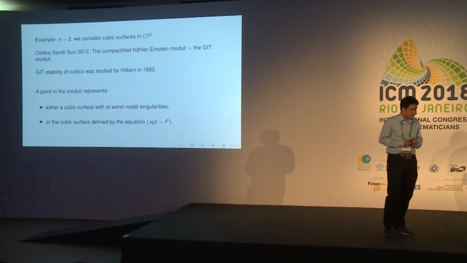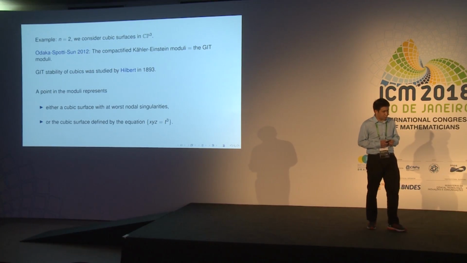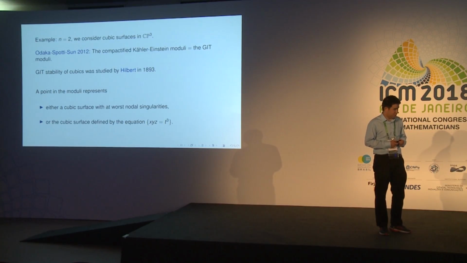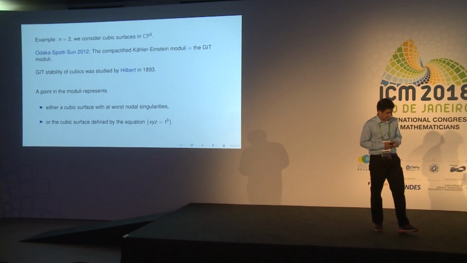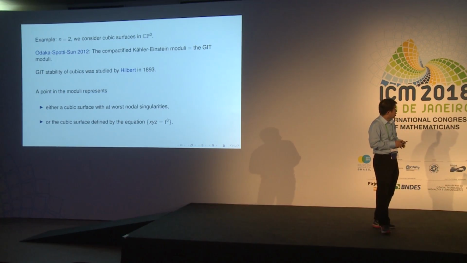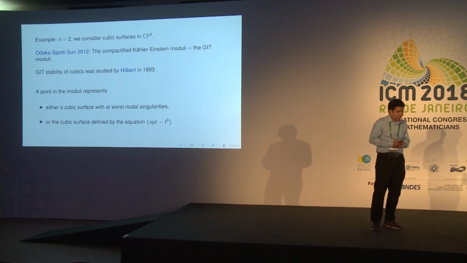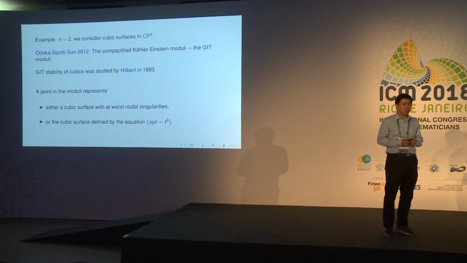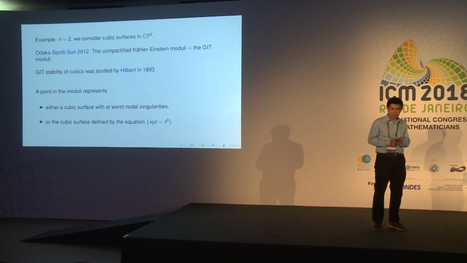When n equals 2, we consider cubic surfaces in CP3. Then we know that the Kähler-Einstein moduli is the same as the GIT moduli. And the GIT moduli of cubics dates back to Hilbert in the 1800s. And we know explicit characterization of points in this moduli. So they are either cubic surfaces with at worst nodal singularities, or it's a special cubic surface, which is a quotient of P2. Okay, I finish here. Thank you.